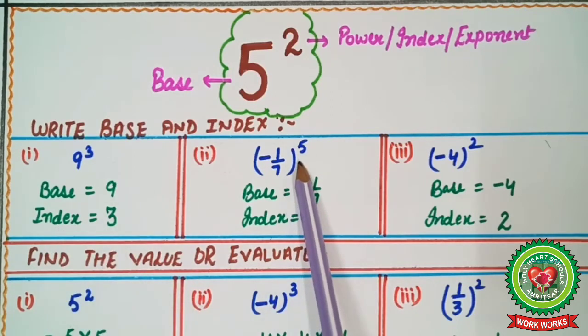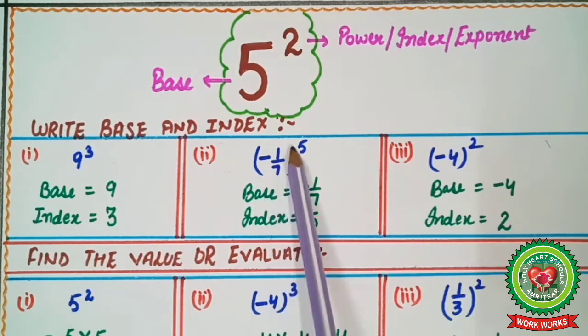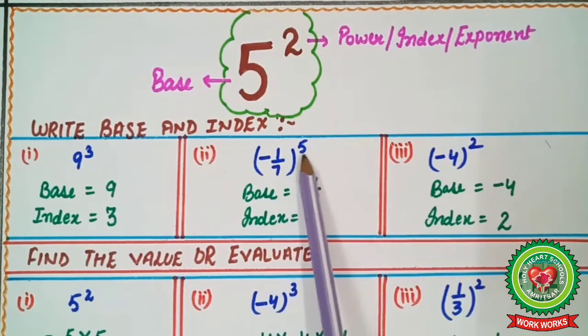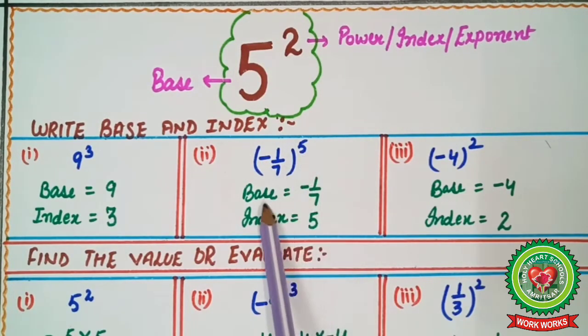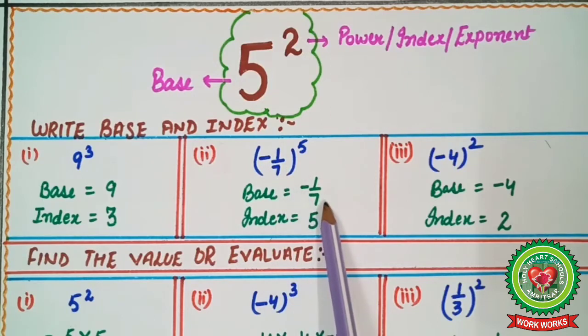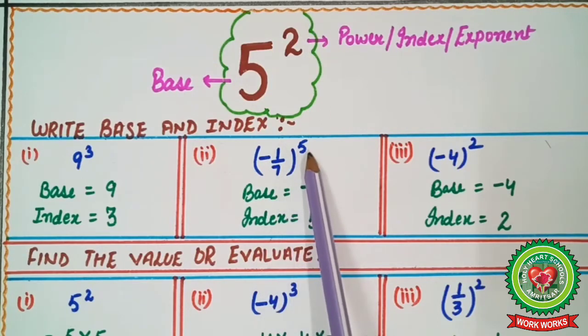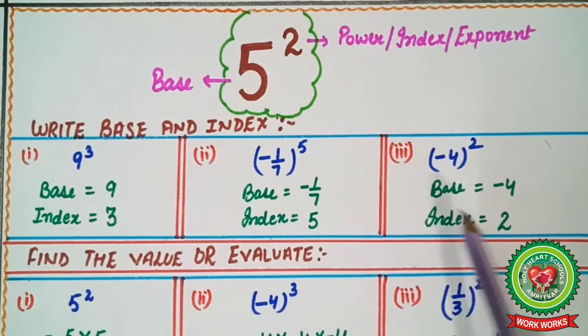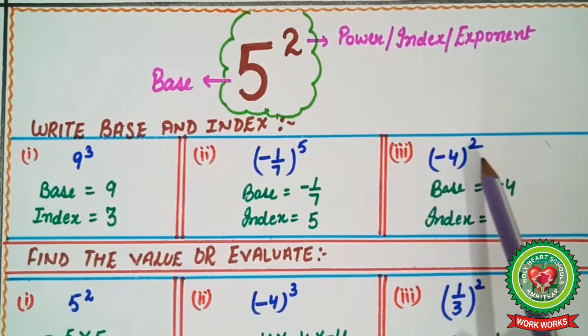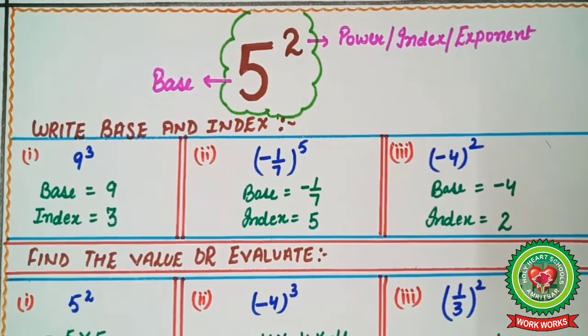Similarly, one more example we can take, minus 1 upon 7 bracket raised to power 5. Now what is base here? Base is equals to minus 1 upon 7 and index is equals to 5. Number 3, minus 4 raised to power 2. Now what is the base here? Base is equals to minus 4 and index is equals to 2, right?